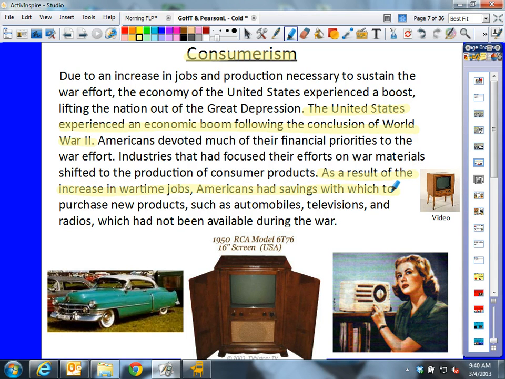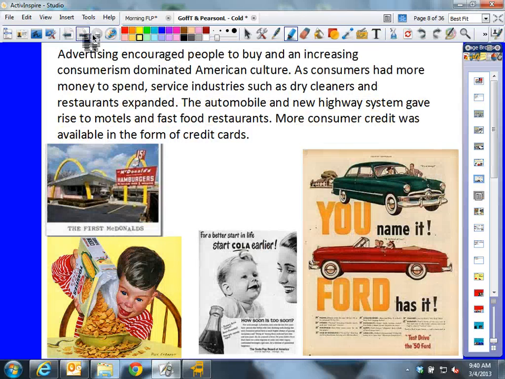And that whole shift, that people had money that they could now spend on all of these new products that were available to them, is what we consider consumerism, the ability to buy. Advertising encouraged people to buy, and increasing consumerism dominated American culture. As consumers had more money to spend, service industries such as dry cleaners and restaurants expanded. The automobile and the new highway system gave rise to motels and fast food restaurants. More consumer credit was available in the form of credit cards.